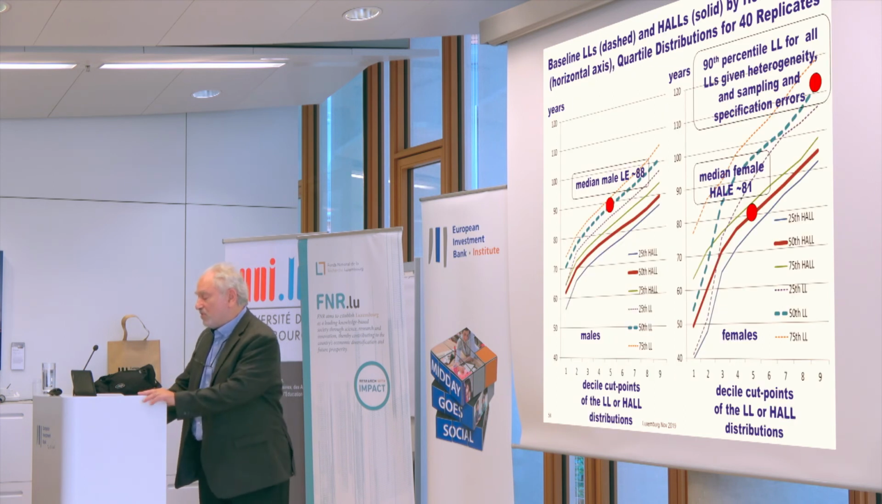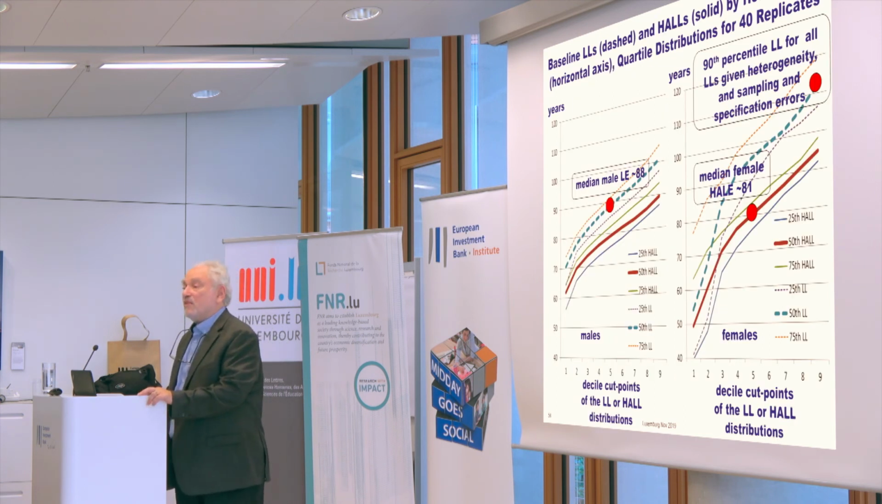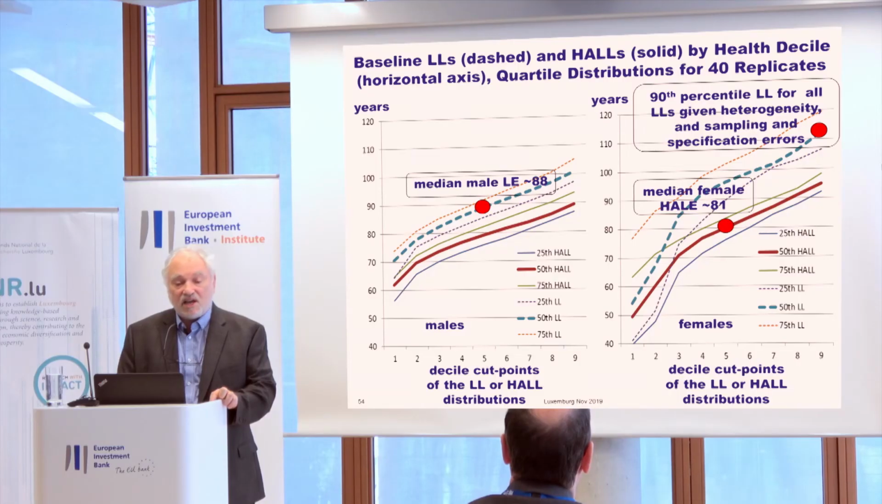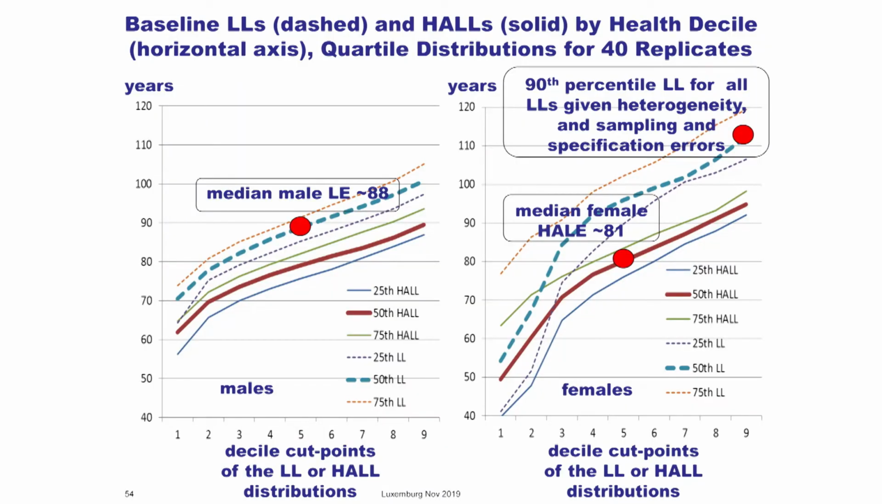But before I show those, the first thing is to say, here is what the baseline simulation shows. So for example, the median male life expectancy comes out at about 88 years. The dashed lines are LLs, or life expectancy, solid lines, or health-adjusted life expectancy. The median female health-adjusted life expectancy is about 81, and the 90th percentile life length for all LLs, given all the heterogeneity, sampling, and specification errors, is quite high.